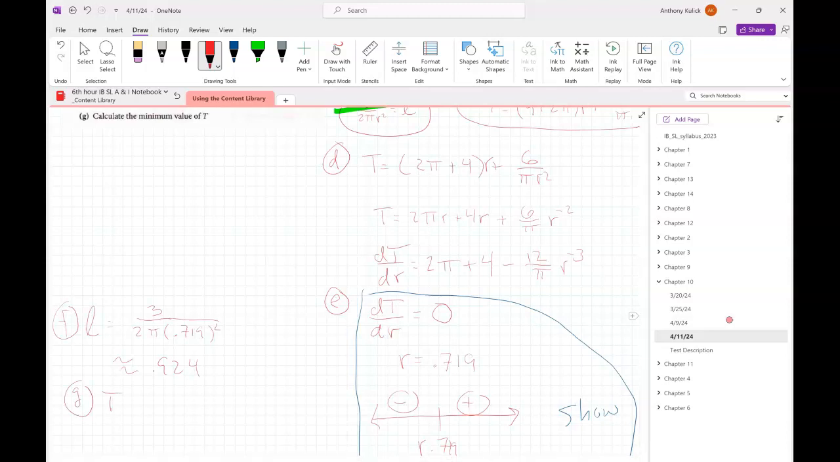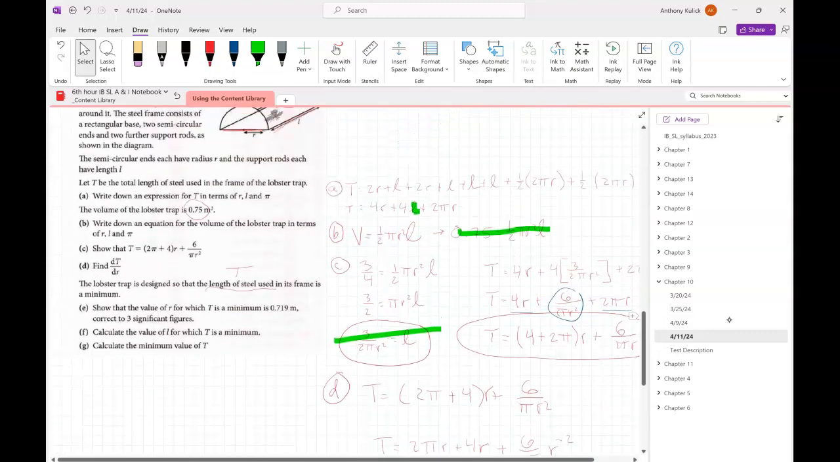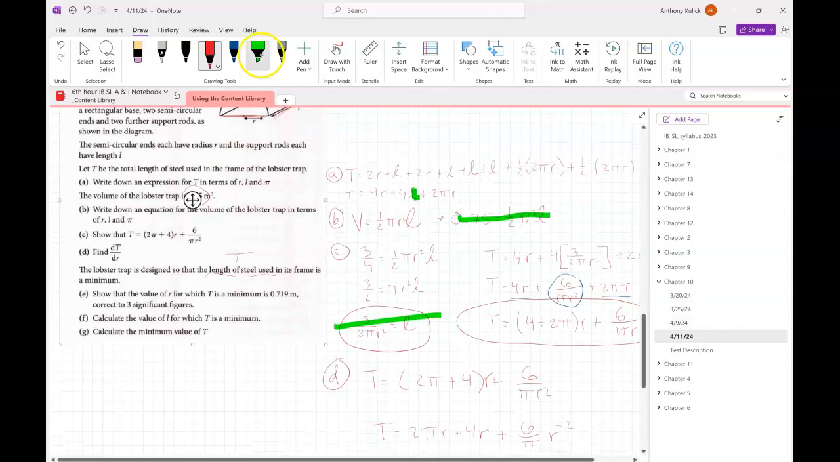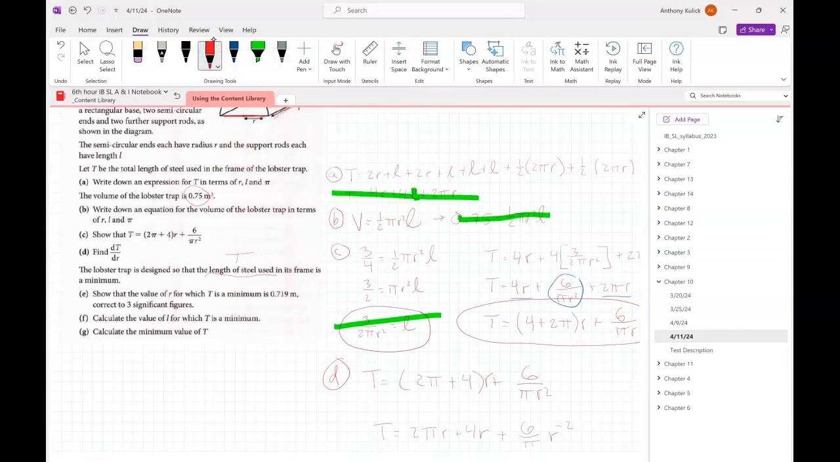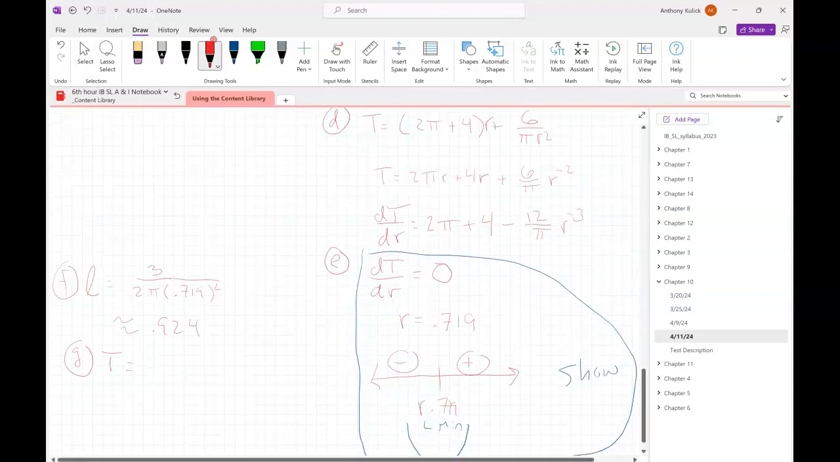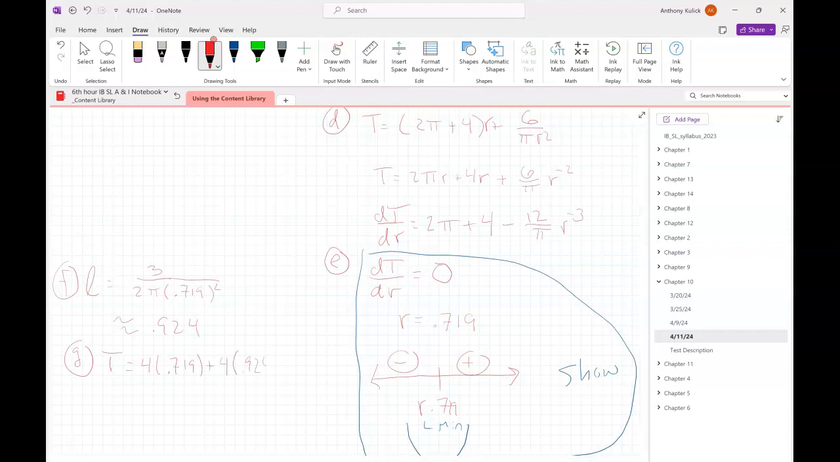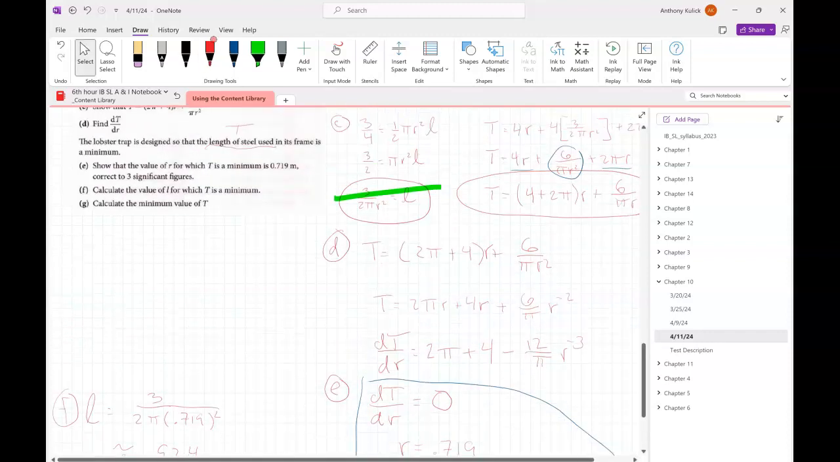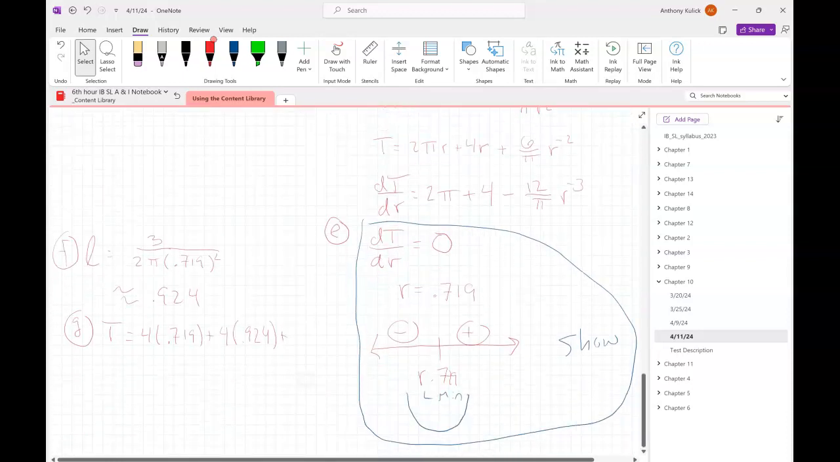And then the last piece then is to find my value for T. So here I'm going to use that equation, and I have values for R and L now, so I'm just going to plug those in. That was 2 pi R.